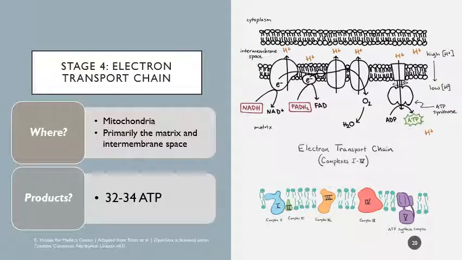Okay, so then finally getting into stage 4, the electron transport chain. This is happening in the mitochondria, mostly in the matrix and the intermembrane space. So remember, mitochondria have a double membrane, so they have this intermembrane space. So this goes cytoplasm, outer membrane, intermembrane space, inner membrane, and then the matrix on the inside.